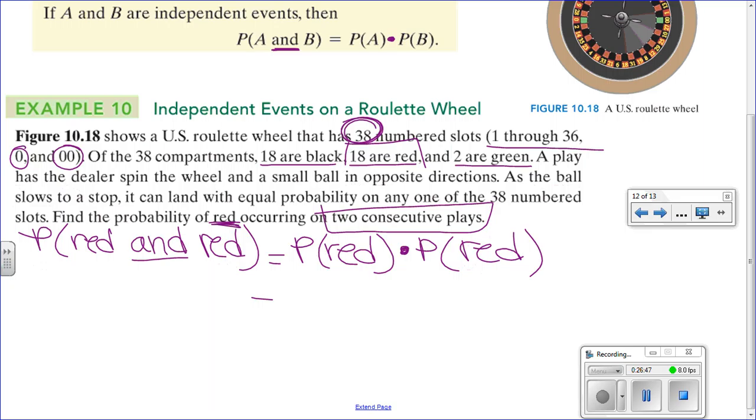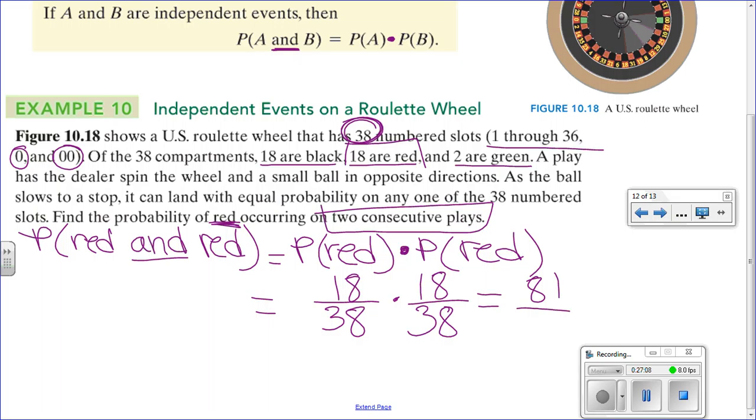So here we will have 18 out of 38 times 18 out of 38. So we multiply them, and actually I'm going to give you guys the reduced form. So that will be 81 over 361. And for the decimal approximation, we're going to use 0.224. That will be the probability, around 22.4%. So it's actually not that bad.